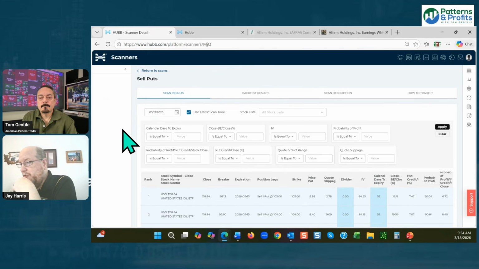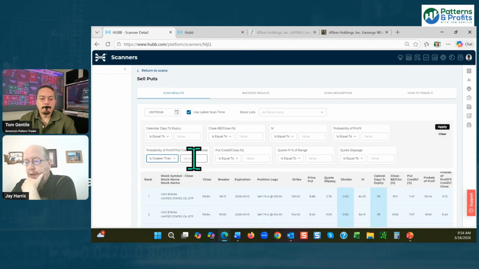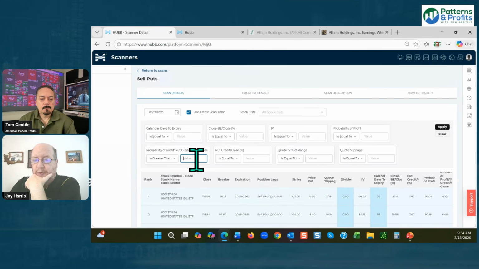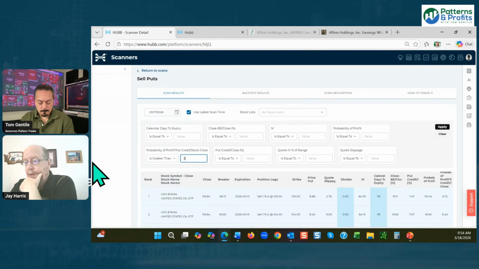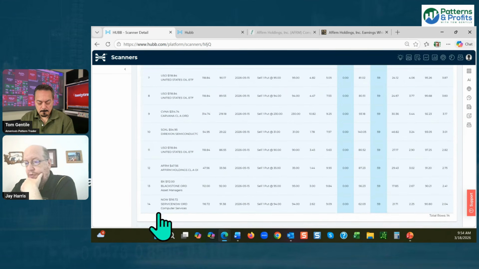And as Tom showed you, we go ahead and go down to the probability of profit times put credit over stock. We're going to click on the is equal to, click on is greater, and then I'm going to click into the value field. Now, don't start typing in a number, because watch, if I hit the number 2, it's going to start putting in a minus. So I'm going to backspace that out. When I click in the value, I just hit my up arrow, and I go to the greater than 2. And then I go over here and I hit apply. And that's where we took that 180 down to 14.